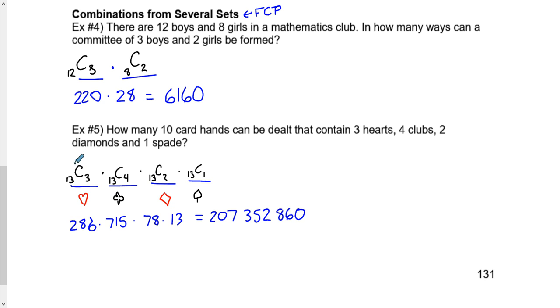And that's with this stipulation. If we talk about just a standard 52-card deck, having a 10-card hand, we're at about 15 billion. So about 16 billion different 10-card hands. 207 million of them have this strict stipulation.